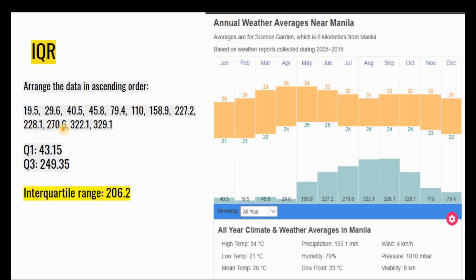and 270.6. Okay? In between this, you would have 249.35. Okay? So, 249.35 minus 43.15, you have 206.2. Okay? So, I hope naintindihan natin yung interquartile range.